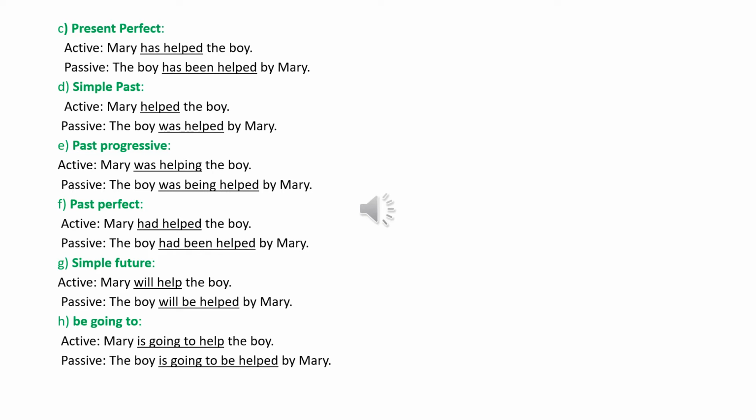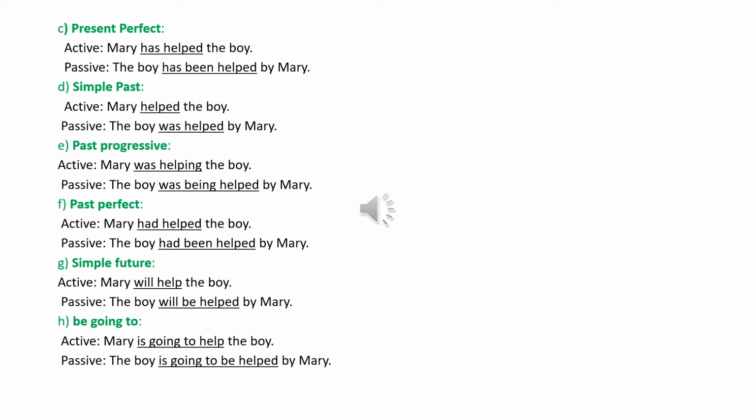D. Simple past. Mary helped the boy. Passive. The boy was helped by Mary. Past progressive. Mary was helping the boy. The boy was being helped by Mary. Remember that whether it was present progressive or past progressive, the passive voice is be plus being plus past participle.